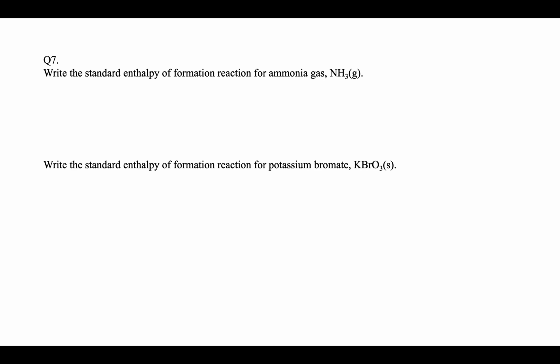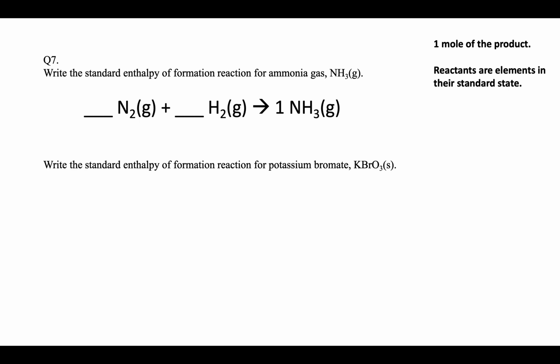This is right in the standard enthalpy of formation for ammonia gas and potassium bromate. My reminder for this is I'm going to set it up for 1 mole of product, and I'm going to have the reactants. They're going to be their elements in their standard state. So if I'm making NH3, I'm going to be starting with N2 and H2. Because I'm making 1 mole of the product, fractions are okay for the reactants.